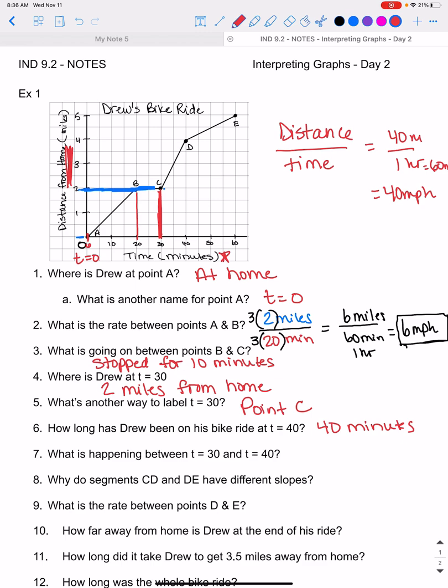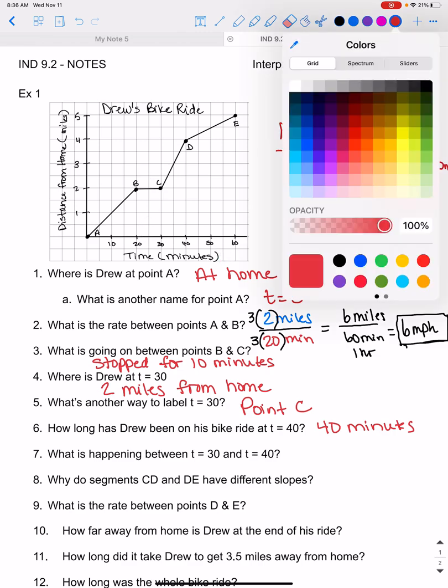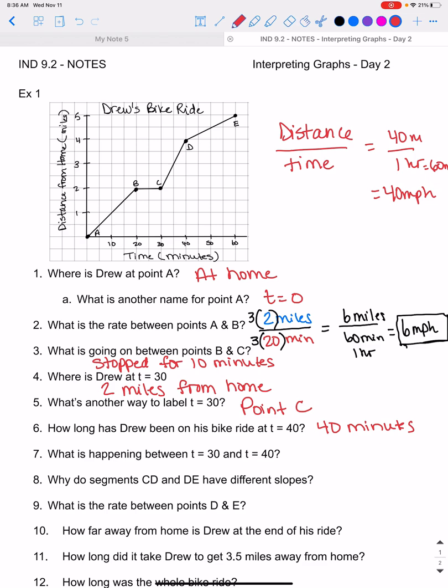Because, let's erase everything we've done so far just to give us a clean slate here. Okay, so we want to know what is happening between T30 and T40? Well, here's T30 right here. So that's the point C. And T40 is right here, and that's the point D. So another way that you could read that is what's happening in the segment CD, or what's happening between T30 and T40. It all means the same thing.